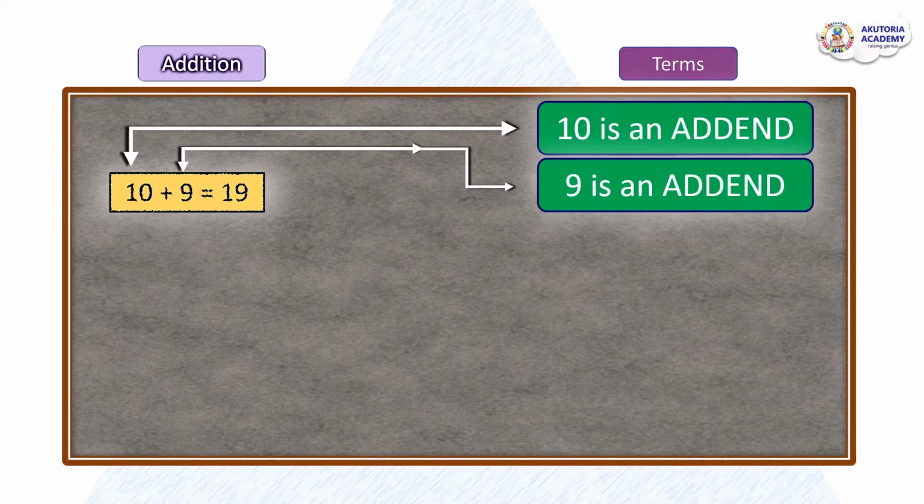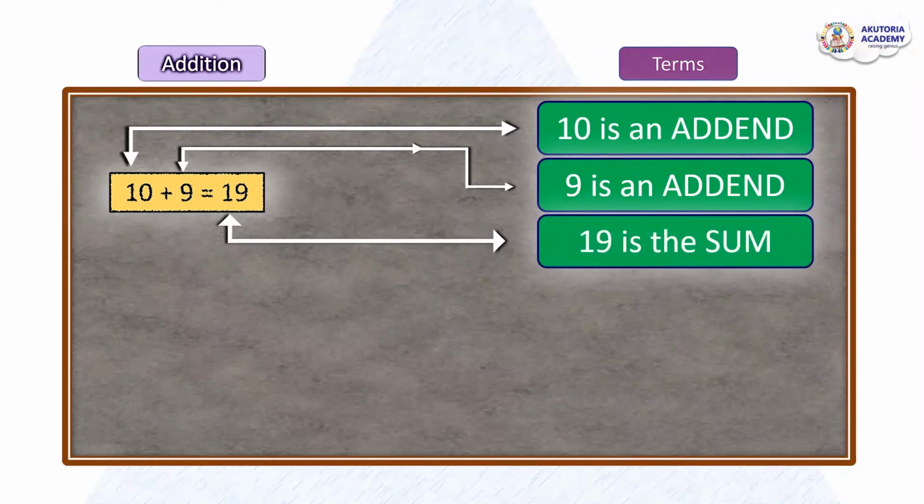But is 19 also an addend? No. 19 is called the sum. A sum is the result gotten when two or more addends are put together. Number 10 and number 9 are addends, while number 19 is the sum.